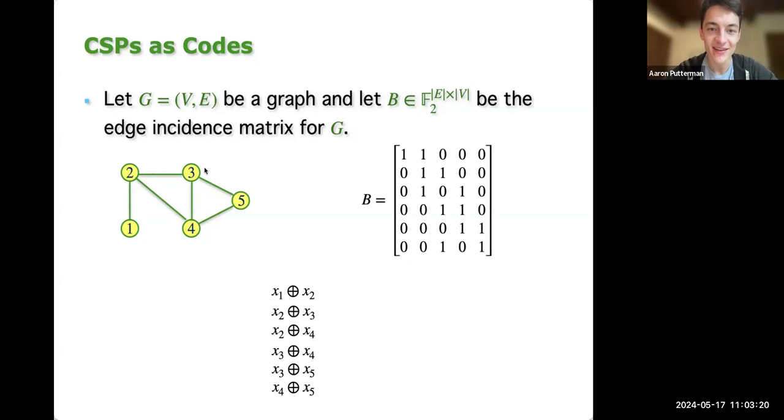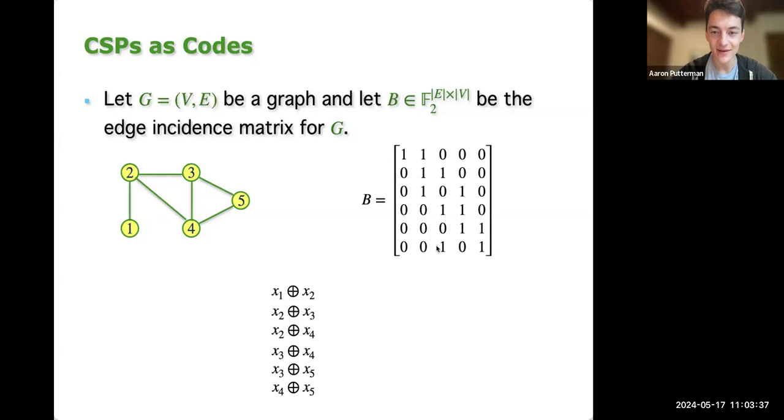So again, we'd already seen the correspondence with an XOR constraint. At the bottom right, we had this XOR constraint, which was X2 XOR X3. And the way to think about it is that all we've done is encoded this as a row inside of some generating matrix.